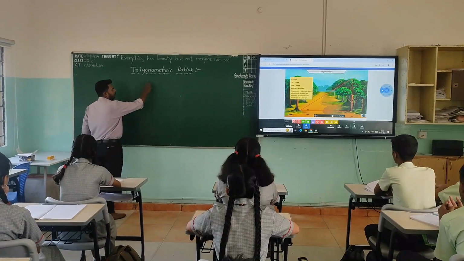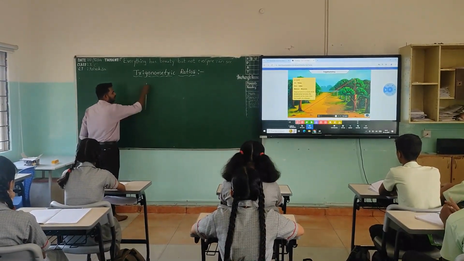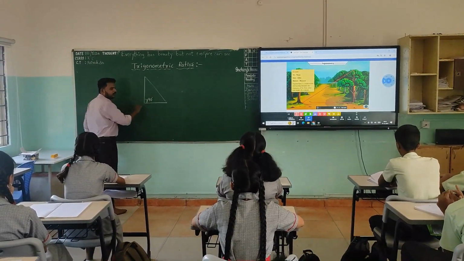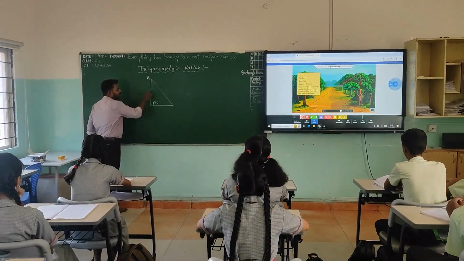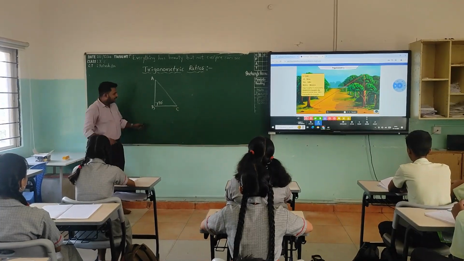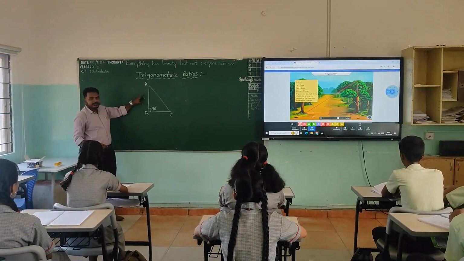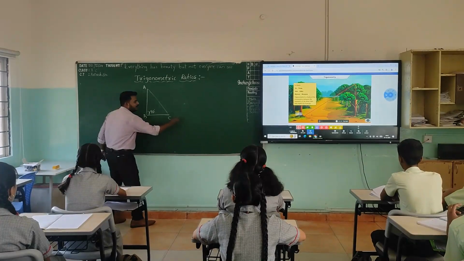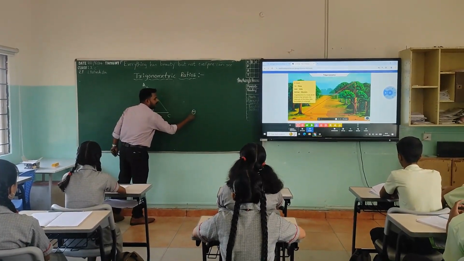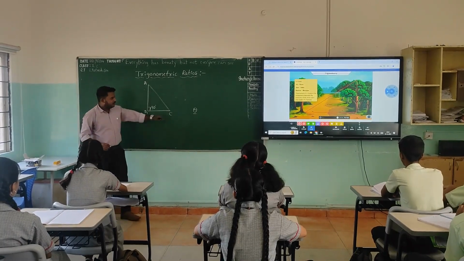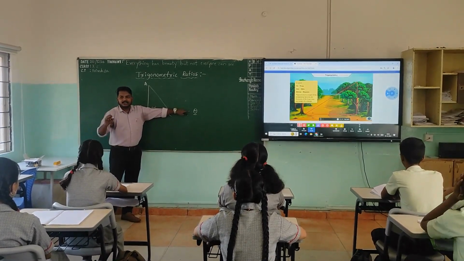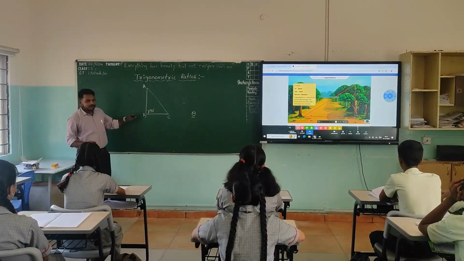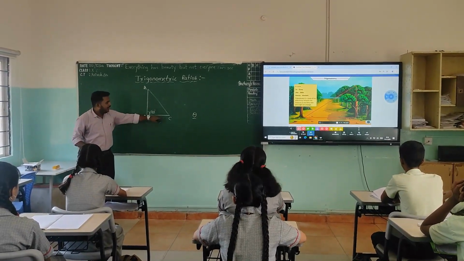So first, to get the ratios, we need a right angle triangle. Right angle triangle means one angle should be 90 degrees. Now consider, for example, ABC is a right angle triangle, right angle at B. In trigonometry we have 3 sides, depending on the angle. Here we will use a symbol, theta. Theta is a symbol used to denote an angle in trigonometry. Clear? So here at B is 90 degrees. We have one angle at A and one angle at C.